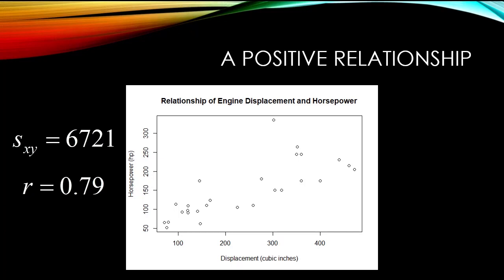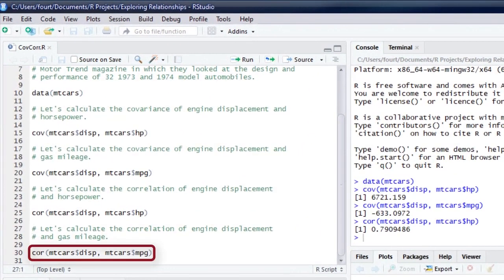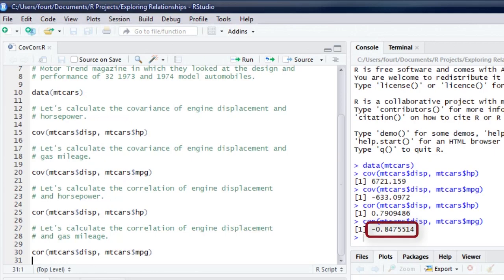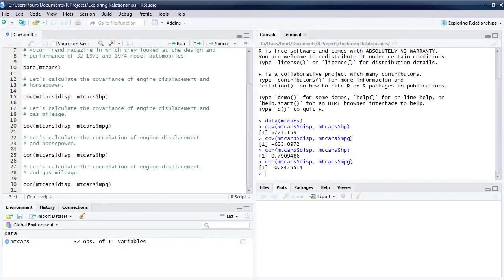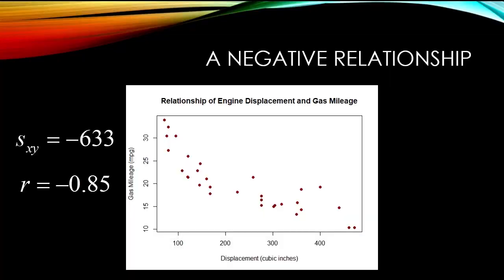Let's calculate the correlation for engine displacement and gas mileage. It is -0.85. The relationship of engine displacement and gas mileage is even stronger than the relationship of engine displacement and horsepower, except the relationship is in the negative direction.